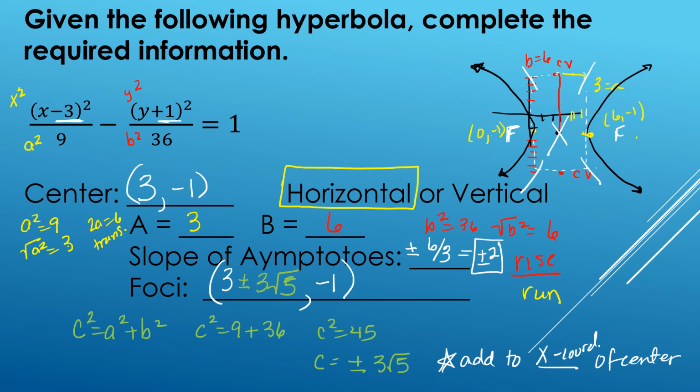And our co-vertices, they went up and down 6 units from the center. So this co-vertex at the top will be at the point (3, 5), because that's up 6 from the -1. And this guy down here at the bottom, that would be a co-vertex of (3, -7). Okay, and that corresponds with our b value. So we traveled down 6 units, so the entire length of our conjugate axis, 2 times b, would be 12. So that's all the different information that you can be given in order to write an equation.